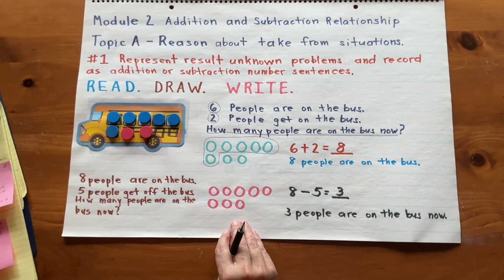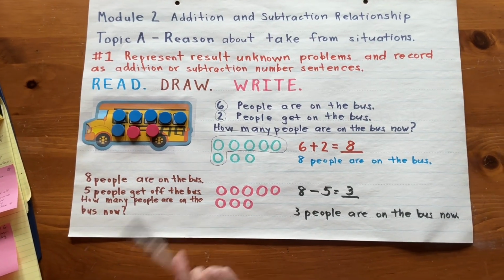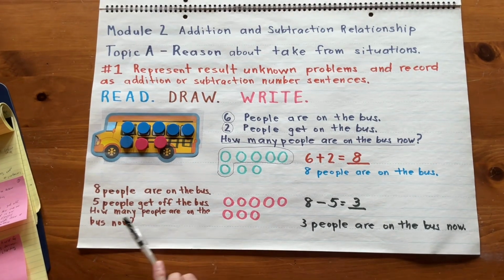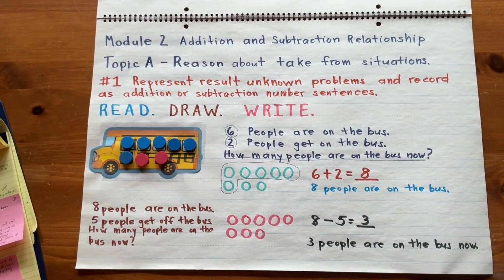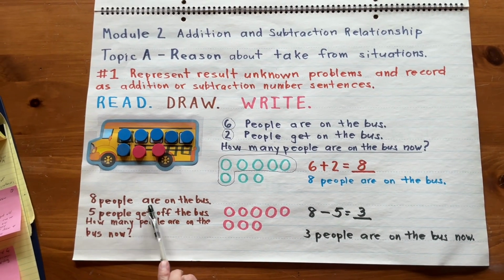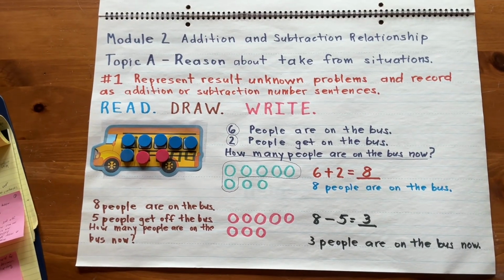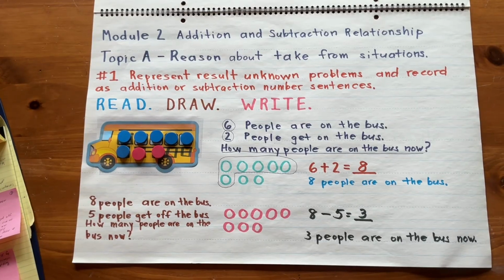Here's our second problem. 8 people are on the bus. 5 people get off the bus. How many people are on the bus? Again, we'll read it a second time. 8 people are on the bus. 5 people get off the bus. How many people are on the bus now?